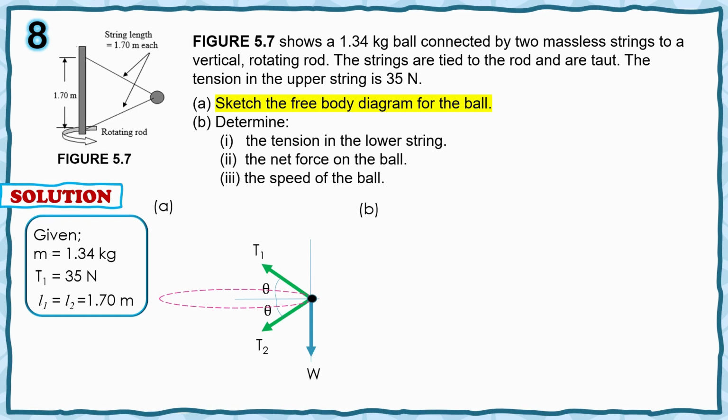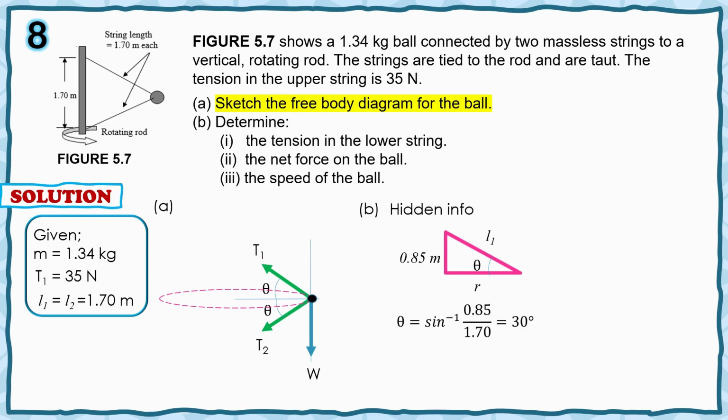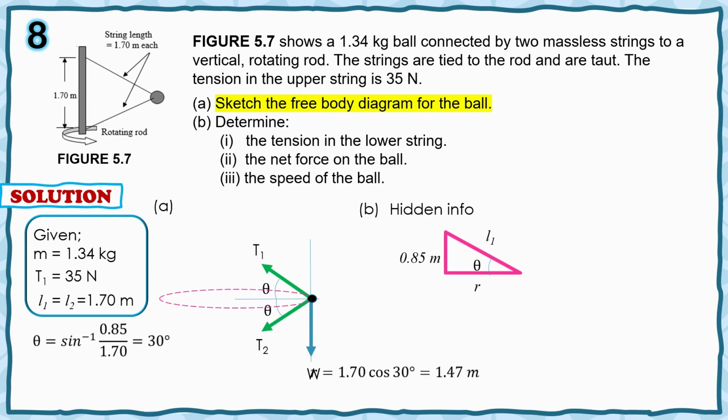For question number B, you need to determine the tension in the lower string. So first, to calculate the tension in the lower string, we can get a few pieces of hidden information because we need to resolve the tension after this. So first, the hidden info is the theta. You can calculate the theta using sin theta. So you will get theta is 30 degrees, and at the same time you can calculate the radius of the circular path of the ball. And this is considered our hidden information.